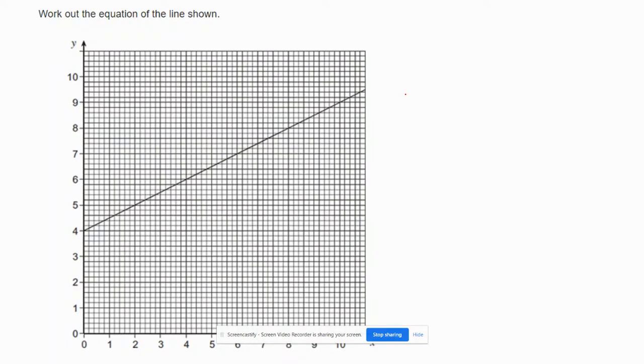Okay, so here we've been asked to work out the equation of this line shown. The equation of all straight lines can be written in the form y equals mx plus c, where m is the gradient, the steepness of the line, and c is the y-intercept.